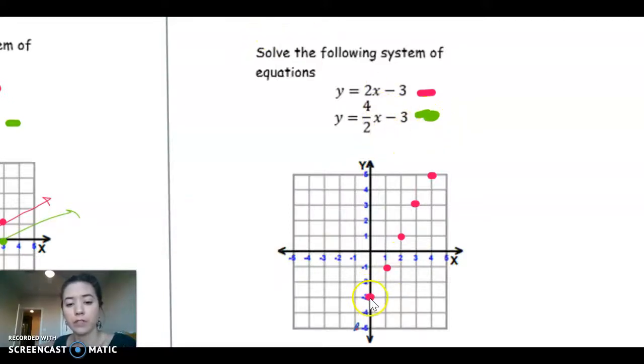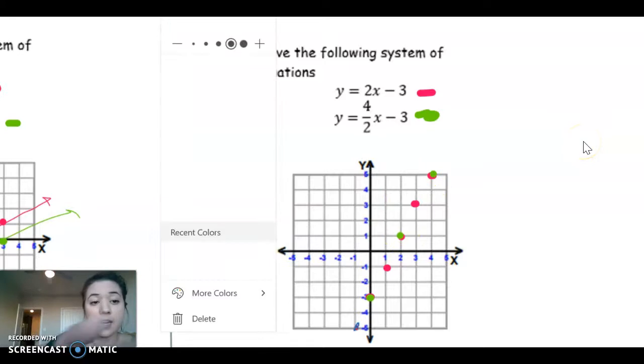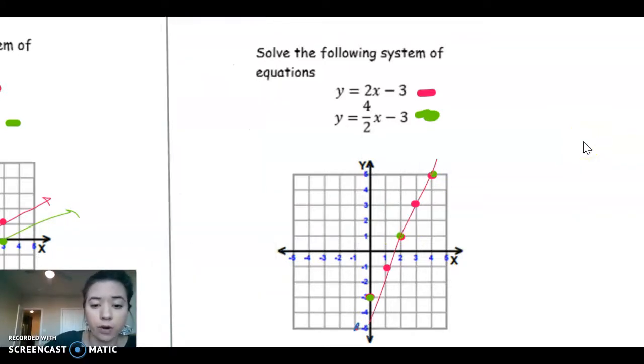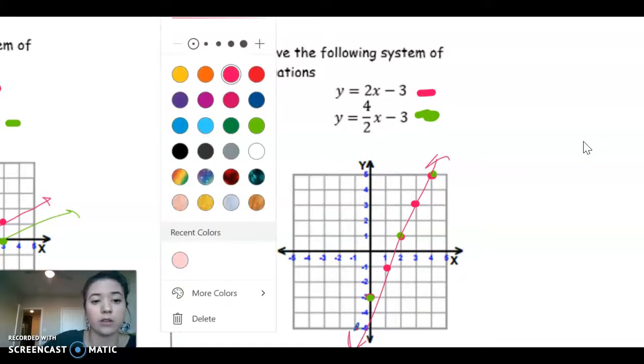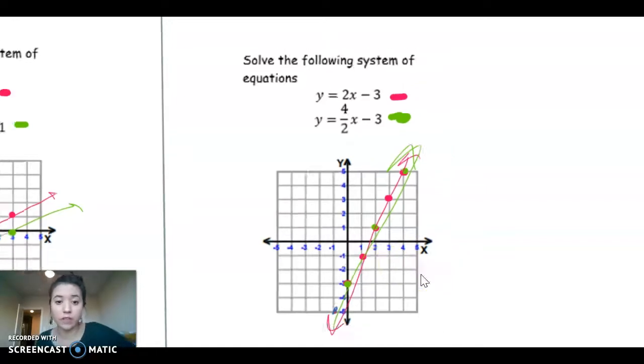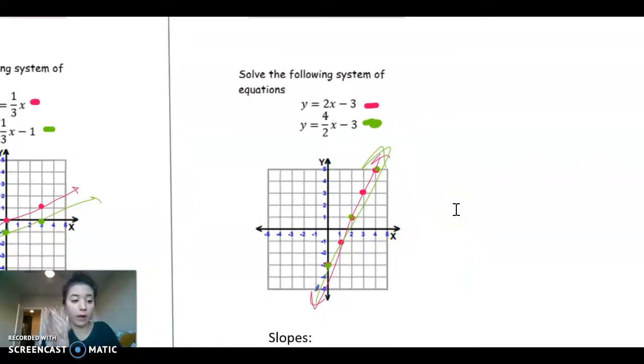Negative 3 starts here. And then we have 4 over 2. 1, 2, 3, 4, 1, 2. Aha! So now we have one where my lines, that was really bad, but you could tell from the points that they sit right on top of each other. So these mean they overlap, they cross, they intersect for forever.